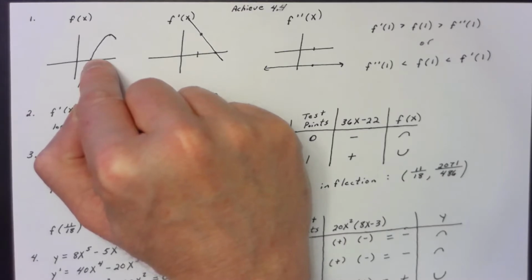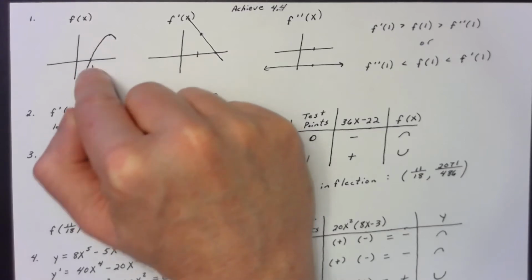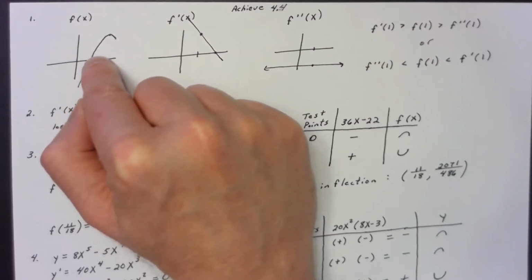I already know it's positive. How do I know it's positive? Well, look at the slope at 1. There is a positive slope on this function at 1. So I already know f prime of 1 is positive.